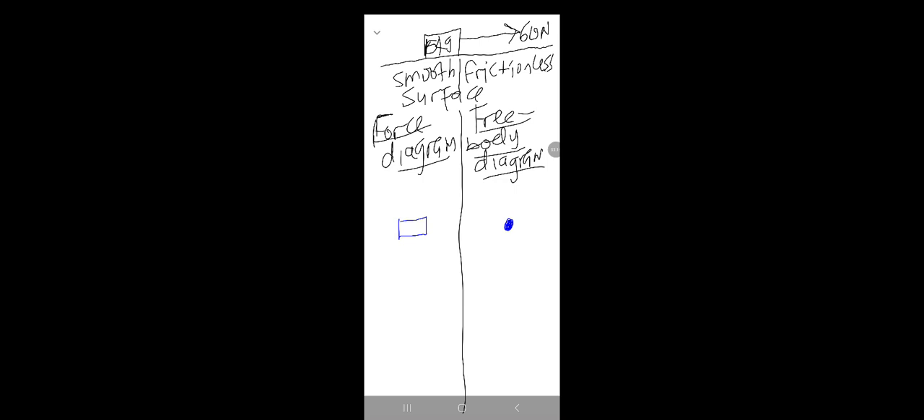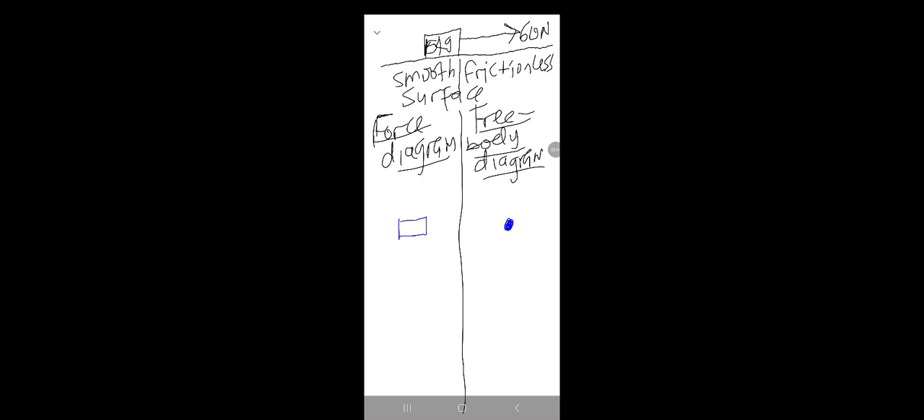So you just need to know how to draw those things, guys, please. Here for a force diagram, you see we are drawing our object as a block. It's like a square or a rectangle. Then you highlight which forces are acting on the object.